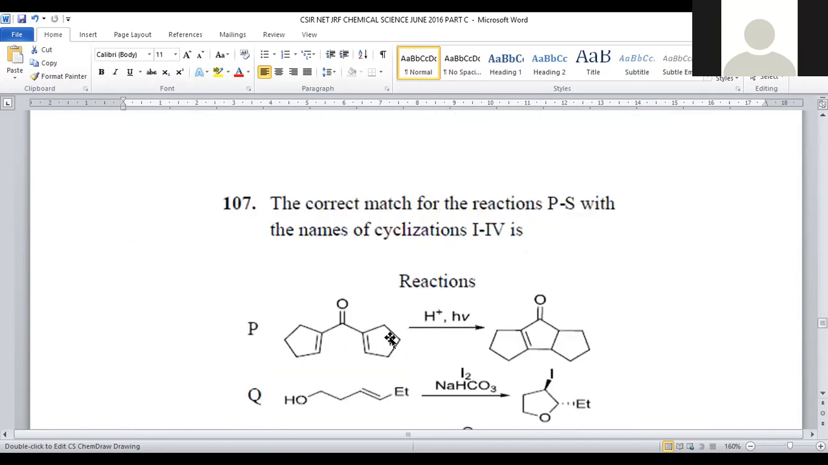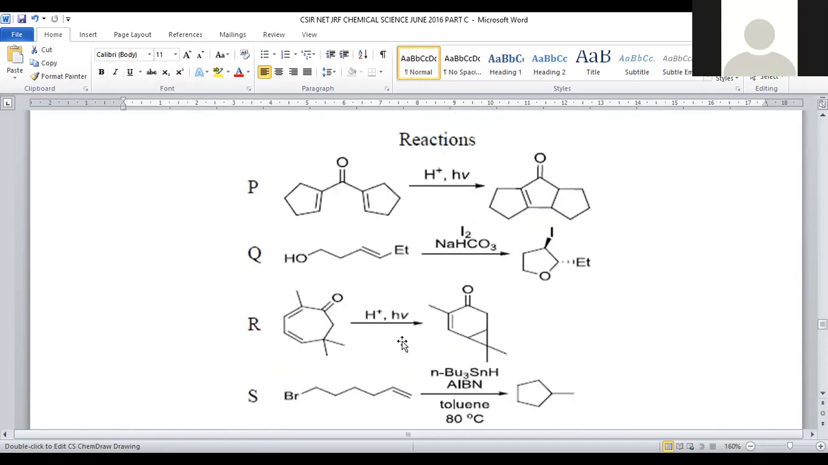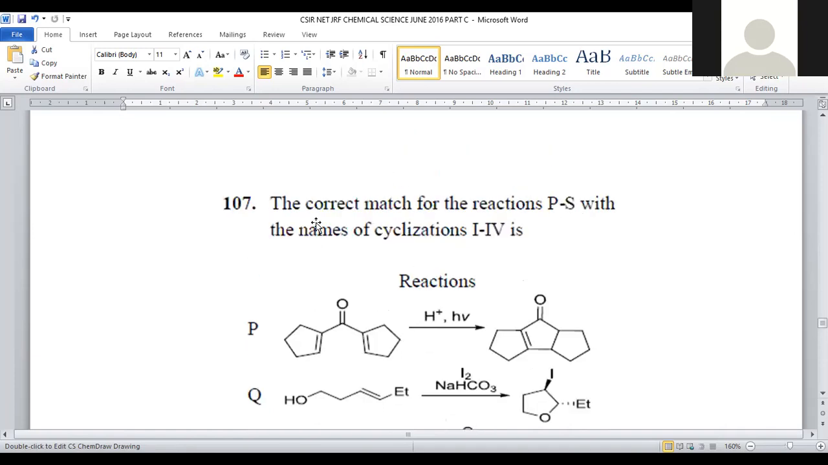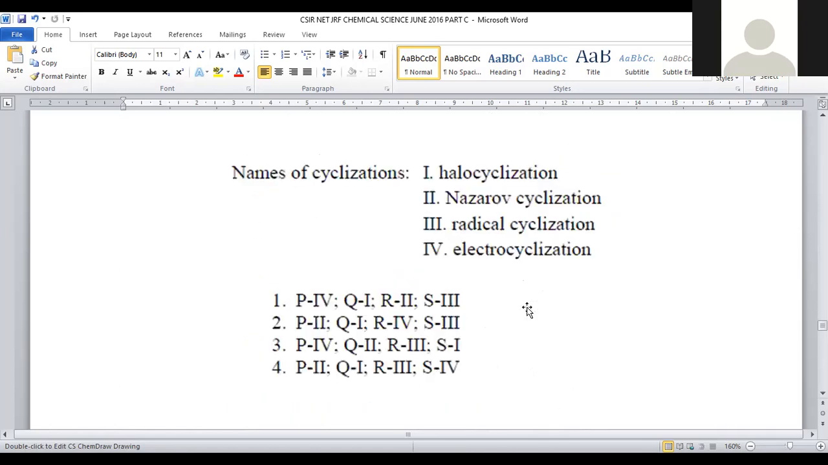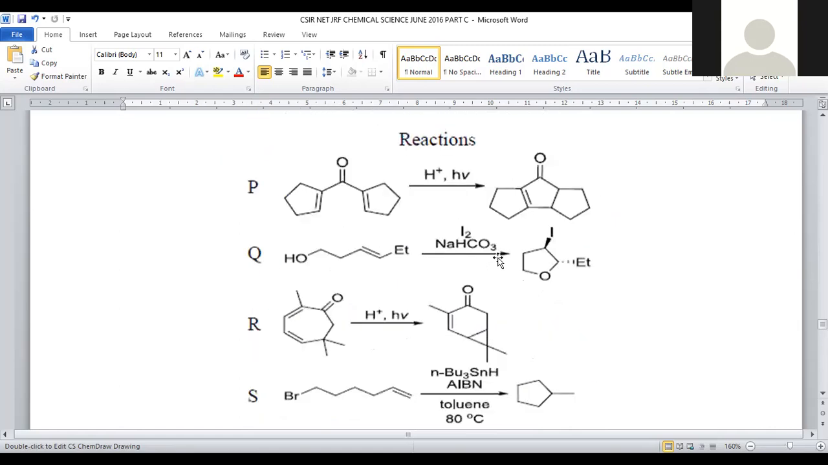Question number 107. Again, it is the part of photochemistry mostly, right? The correct match of the reactions P to S with the names of cyclizations 1 to 4. Again, it is a match the following question, right? So different transformations of the starting material to products are given. What will be the name of the reaction we have to depict? Again, it is the part of photochemistry.